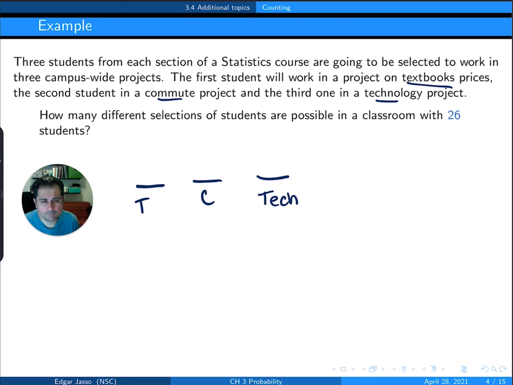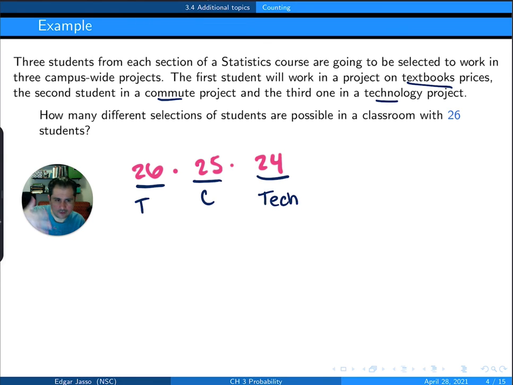So I'm going to select one person from the 26. That means I have 26 options for my first person. But when that person is selected, I'm going to select another person for the commute project, so I only have 25, and then I'm going to have only 24 for the technology. So it's like filling three spots.